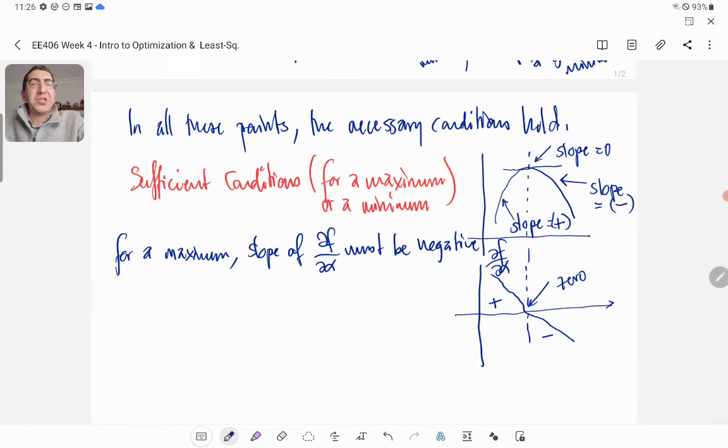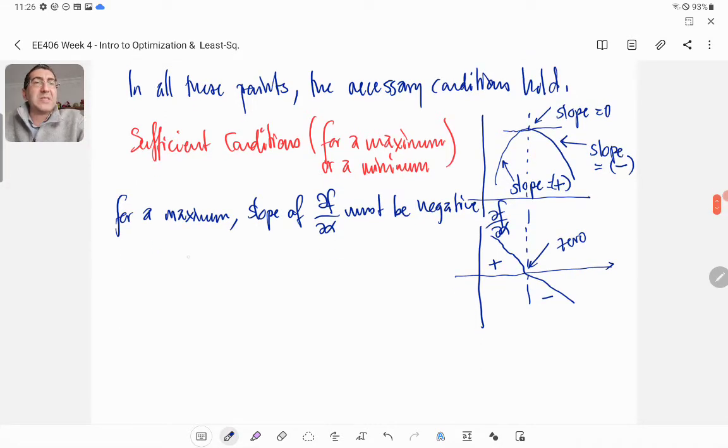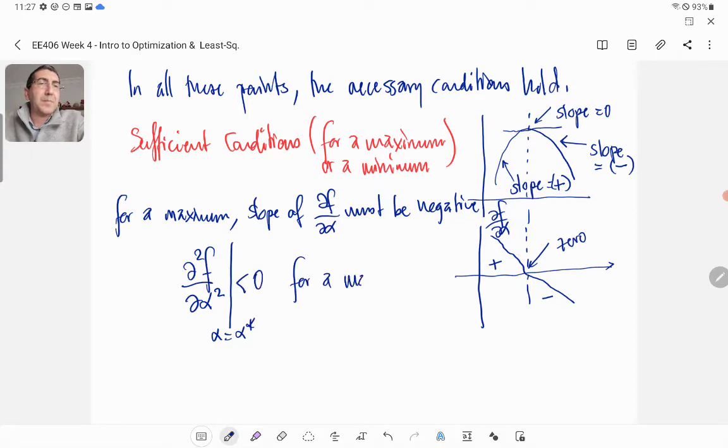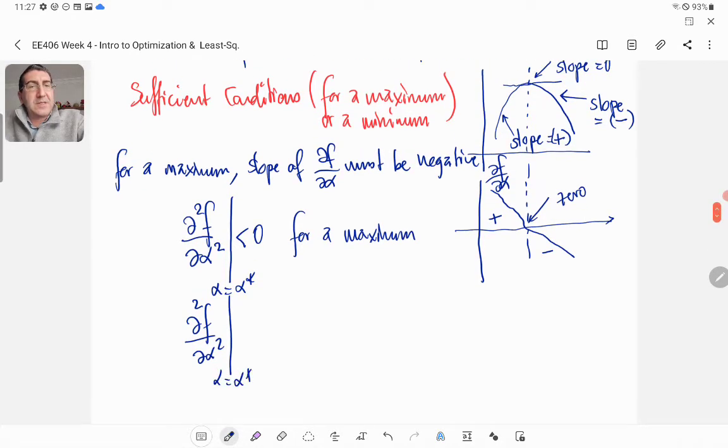So this gives us the conditions based on the second derivative. I have d square f over d alpha square, which is the derivative of df over d alpha, evaluated at alpha equals alpha star. This has to be negative for a maximum. And again, evaluated at alpha equals alpha star, this has to be positive for a minimum.